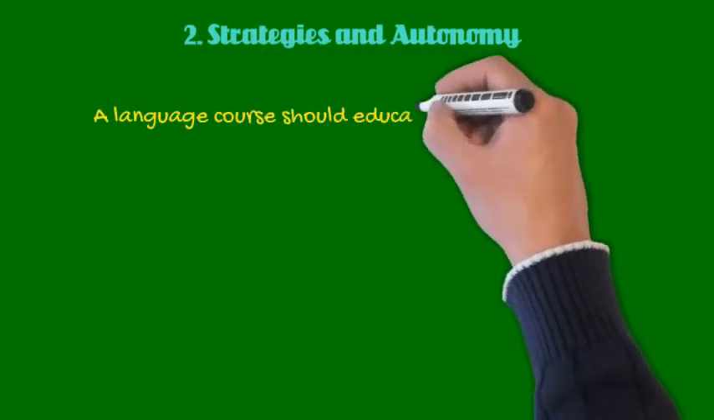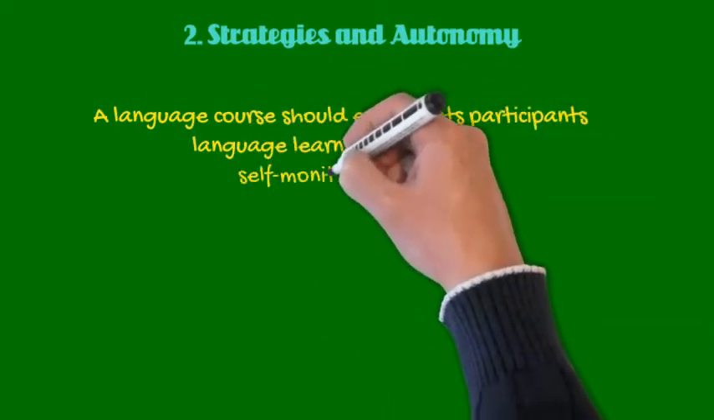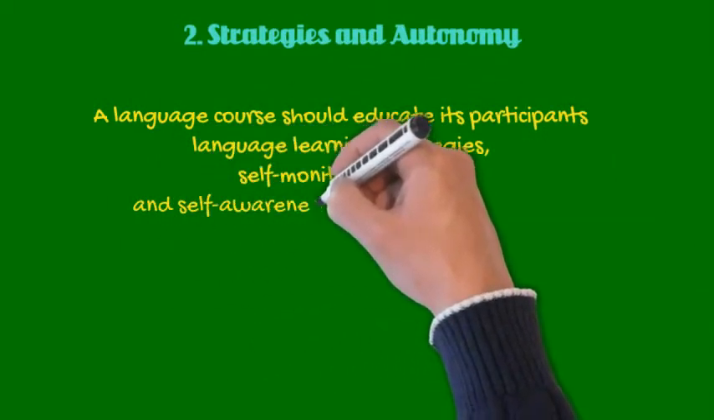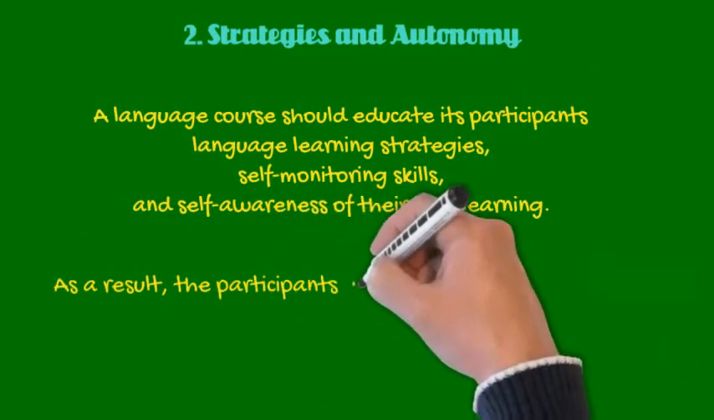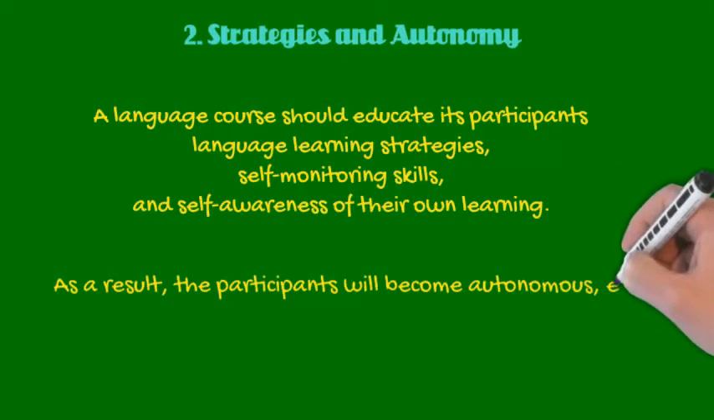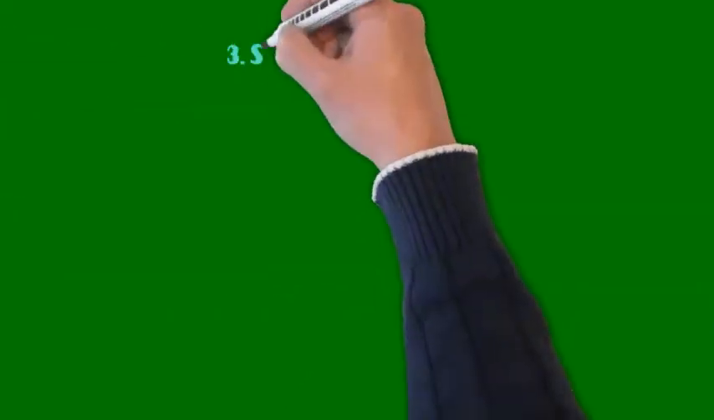The second principle is strategies and autonomy. A language course should educate its participants in language learning strategies, self-monitoring skills, and self-awareness of their own learning. As a result, the participants will become autonomous, effective, and independent learners.